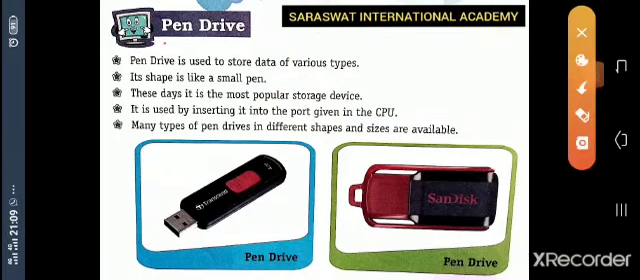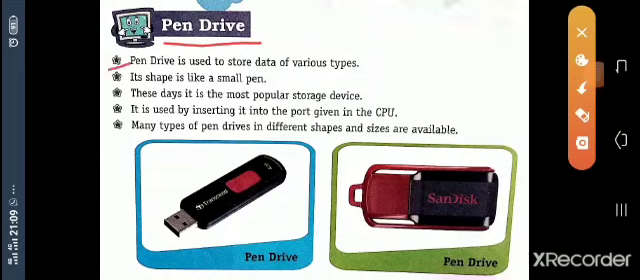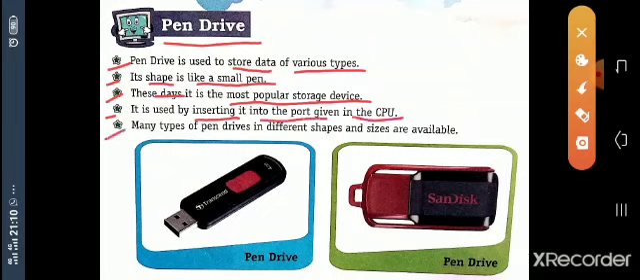Now next topic, pen drive. Pen drive is used to store data of various types. Its shape is like a small pen. These days, it is the most popular storage device. It is used by inserting it into the port given in the CPU. Many types of pen drives in different shapes and sizes are available. Here two types of pen drive are given, first and second.